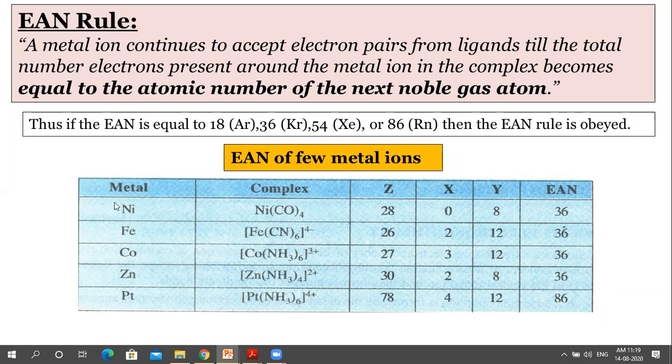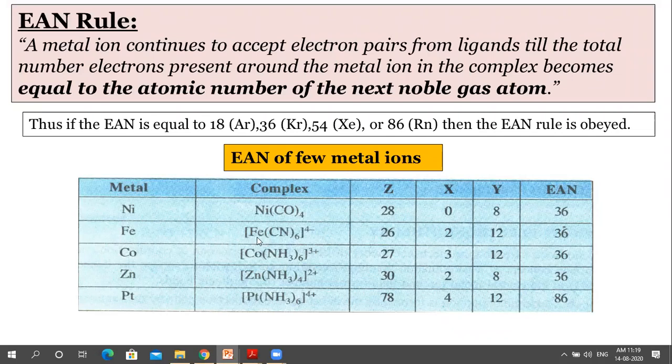Means this nickel will accept the electron pairs from this carbonyl ligand. कब तक ये accept करेंगे electron pair? जब तक उसका number 36 नहीं होता तब तक ये electron pair accept करेंगे. This is the EAN rule. So all these examples are given.